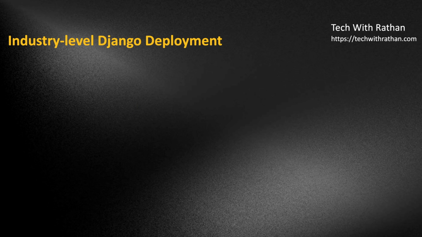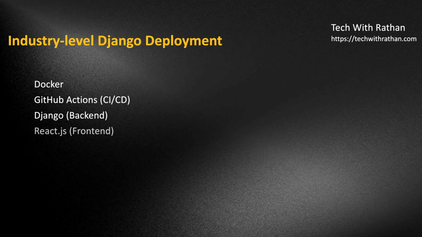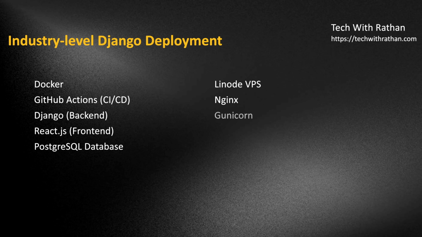So the tools we are going to use in this video are Docker, GitHub Actions for the CI/CD pipeline, Django as the backend, React.js as the front end, and Postgres as the database. For the server side, we'll use a Linode virtual private server, Nginx for serving static files and handling requests, and Gunicorn as the application server. So this is a full-fledged production deployment setup, and you can use this exact approach to deploy Django applications of any size.